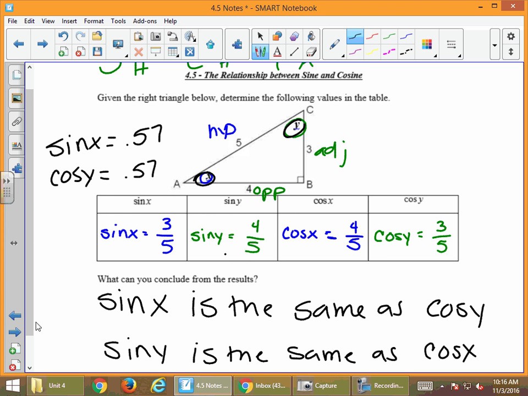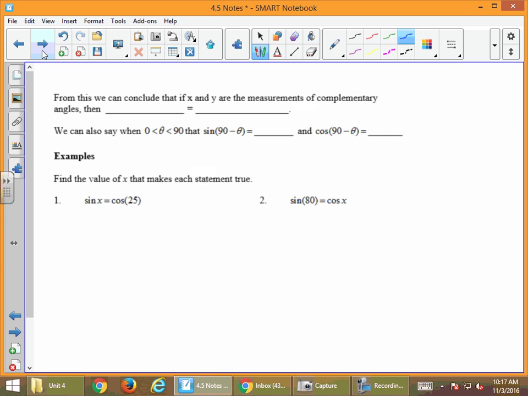So whatever the one angle is, the other one's just going to be the same thing. The sine of one is the same as the cosine of the other. Cosine of one is the same as the sine of the other. Every single time in a right triangle. Okay. Questions over that? So we can fill this in.